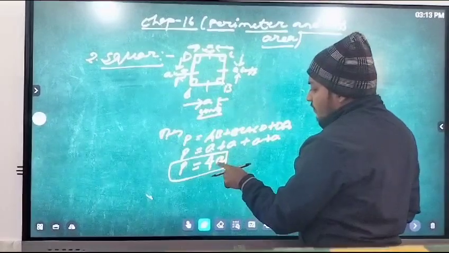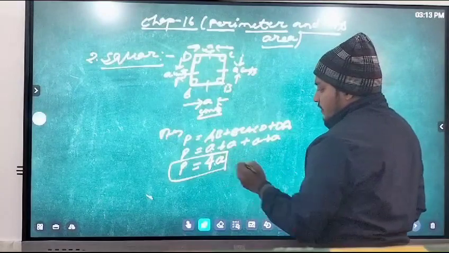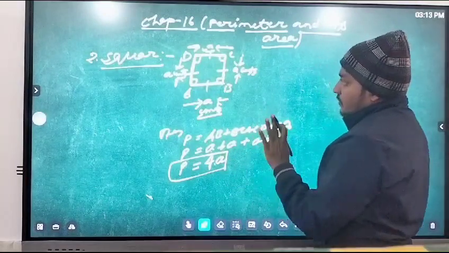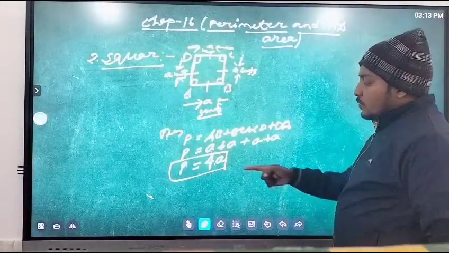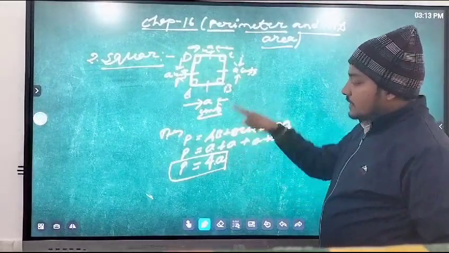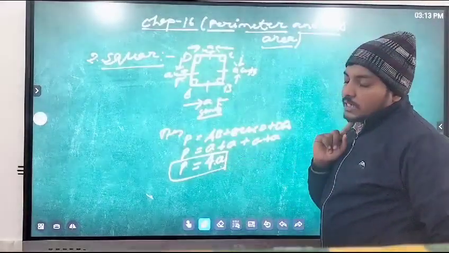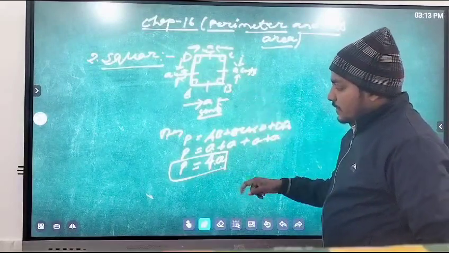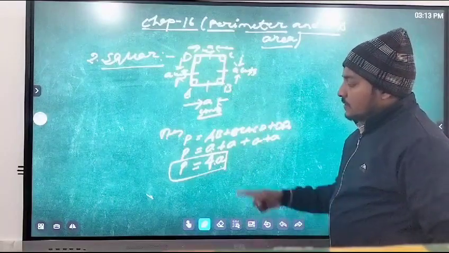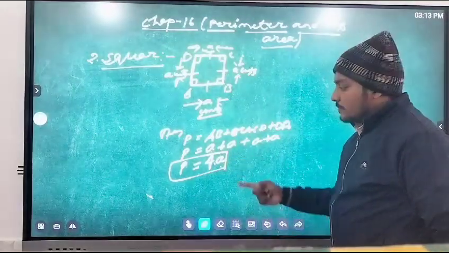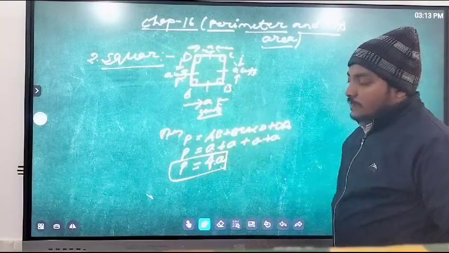Here, between 4 and A, a multiplication sign is involved. For example, if we take the value of A equal to 2 centimeter, then the perimeter of a square is equal to 8 centimeter. If we take the value of A equal to 4 centimeter, then the perimeter of a square is equal to 4 4s, 16 centimeter. If we take the value of A equal to 5 centimeter, then the perimeter of the square is equal to 20 centimeter.